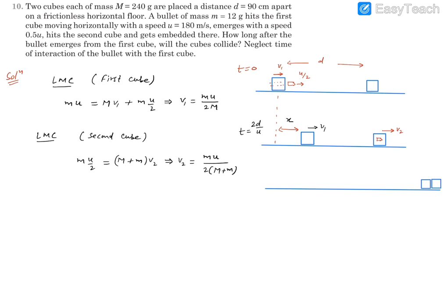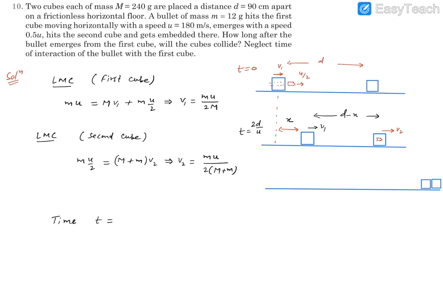So the time taken from this position to this position is going to be the distance, which is d minus x. Let me indicate over here, this is going to be d minus x. It has to be covered by the relative velocity, which is v1 minus v2. So can we say total time?